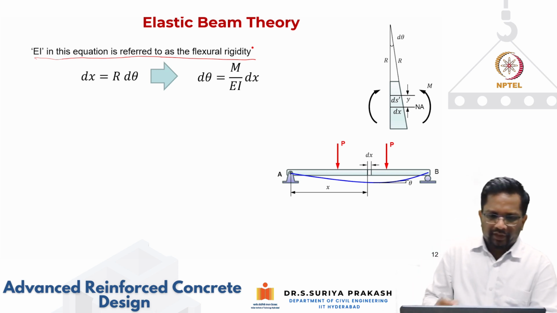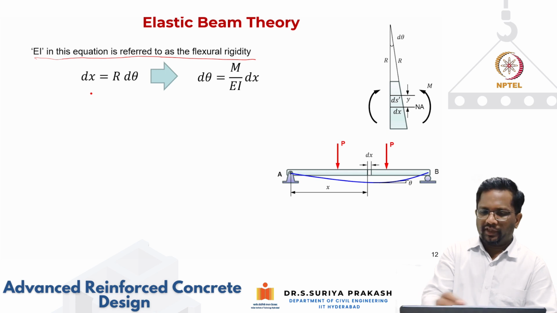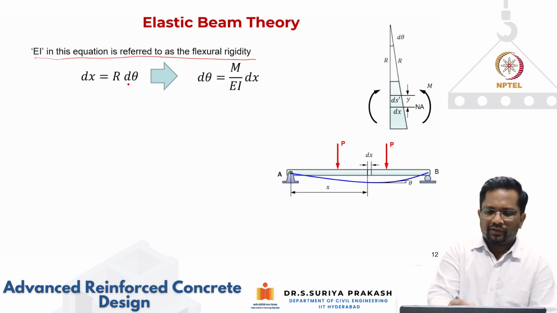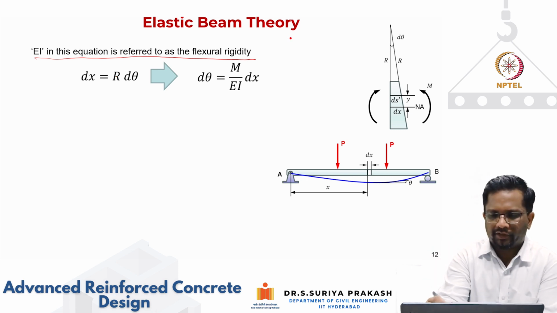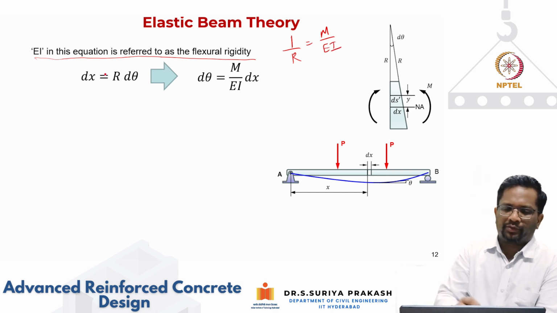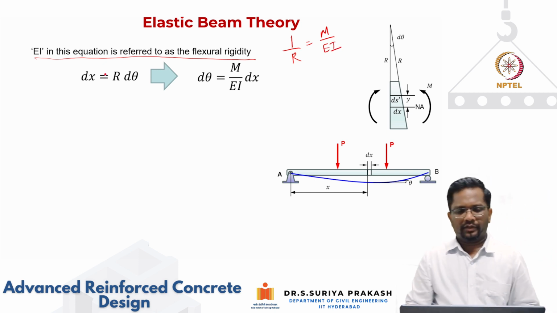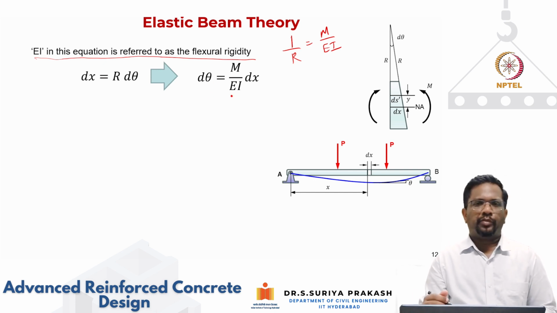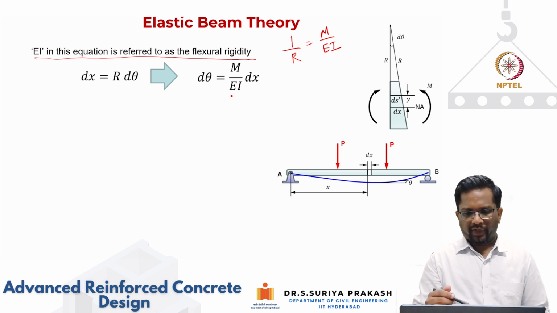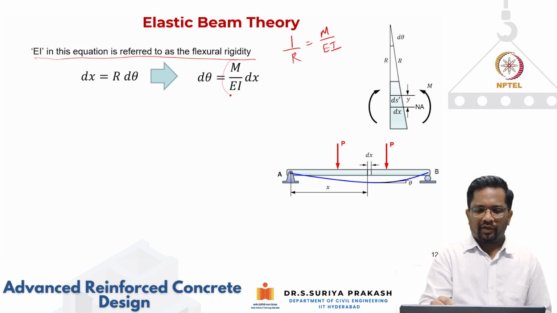Now again, we have seen that if I go back to this, dx is again r into d theta. So d theta is nothing but, now what is r? We have established the relationship: 1 by r is nothing but M by EI. So you substitute for 1 by r like this. It becomes d theta, or change in rotation, is nothing but M by EI multiplied by dx. So this is nothing but your curvature.